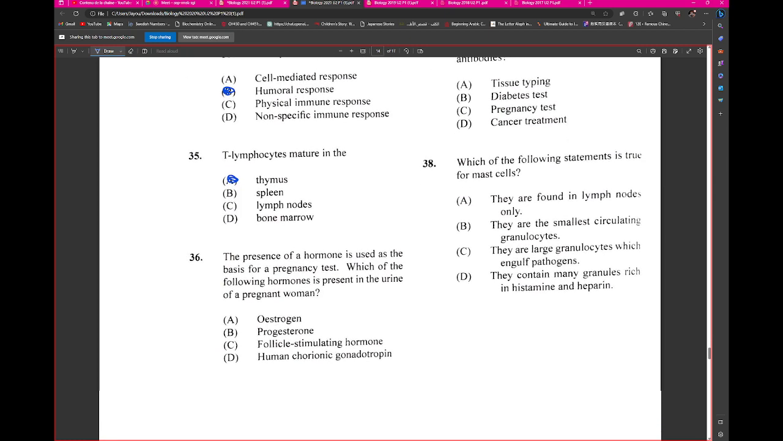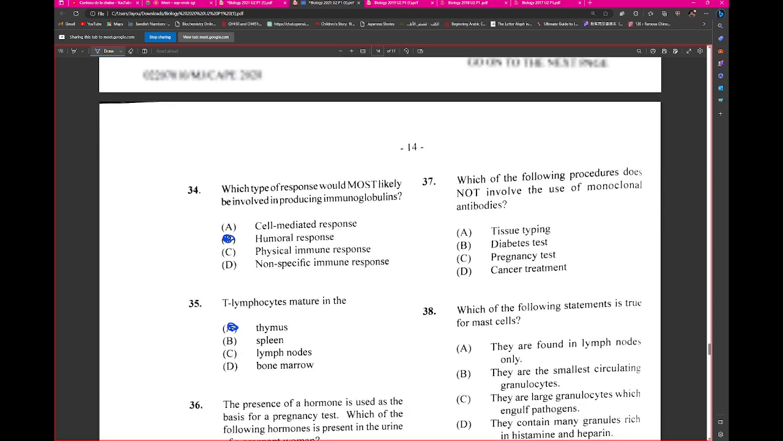36. The presence of a hormone is used as the basis for pregnancy tests. Right, which of the following hormones is present in the urine of a pregnant woman? D. Alright. So we have that there. 37. Which of the following procedures does not involve the use of monoclonal antibodies? We said the diabetes test for this, right?